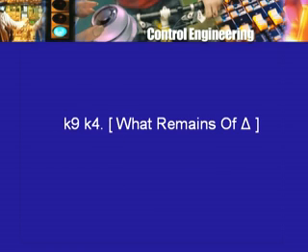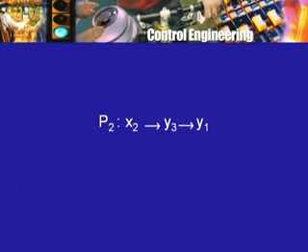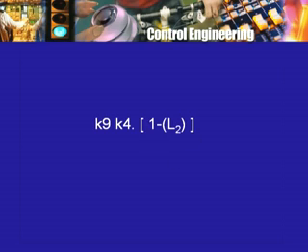Now this forward path gain k9 k4 is to be multiplied by what remains from the delta when we remove all the loops which touch this forward path. So once again, that 1 is to be kept as it is minus what? Now here again I have noted down the nodes that occur in the forward path, namely y1 and y3. So I should only look at those loops which do not involve these two nodes y1 and y3, and there is only one such loop, and that is L2. So I will have 1 minus L2. There is no other loop that I need to look at.